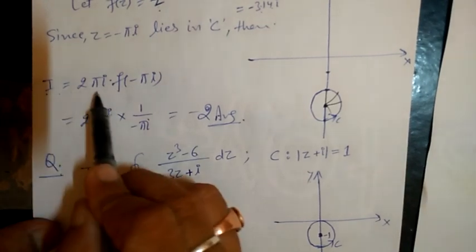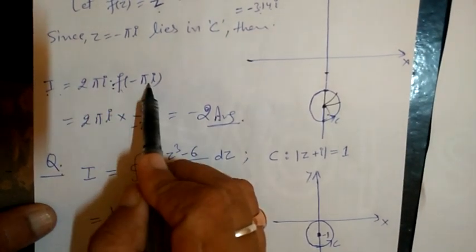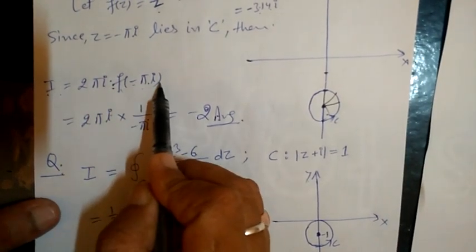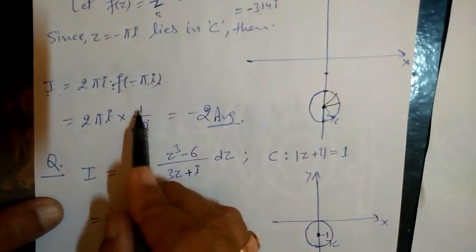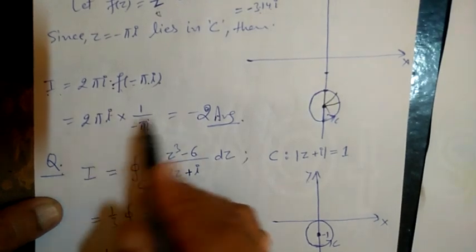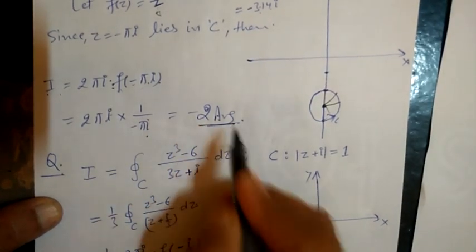So using the Cauchy integral formula, the integral I is equal to 2 pi iota f of z naught. Z naught is minus pi iota, and f of z is 1 upon z. So we get 1 upon minus pi, and simplifying this expression we obtain minus 2.